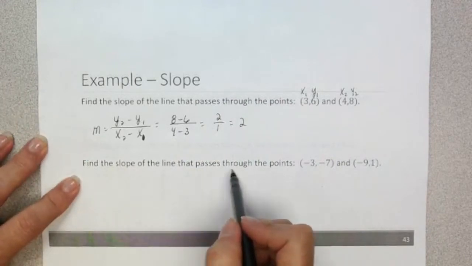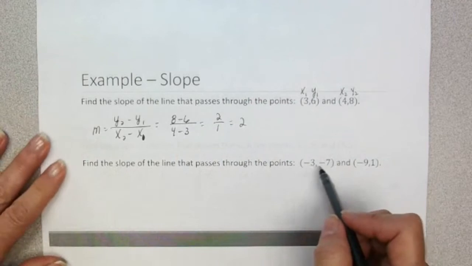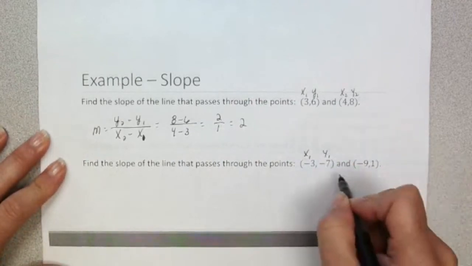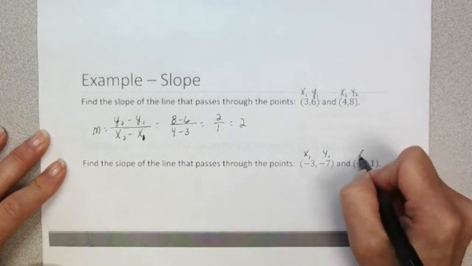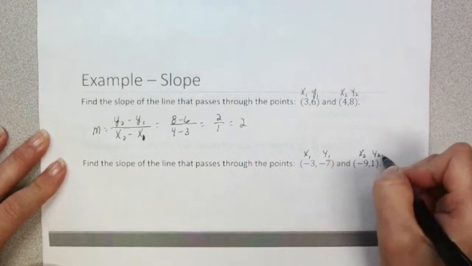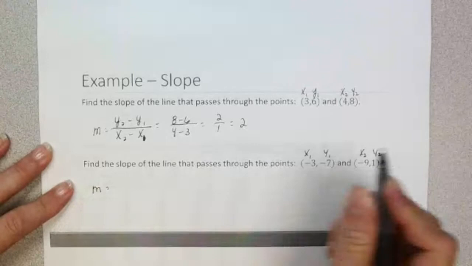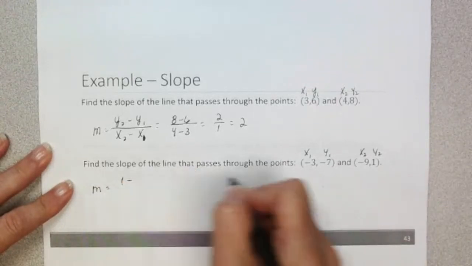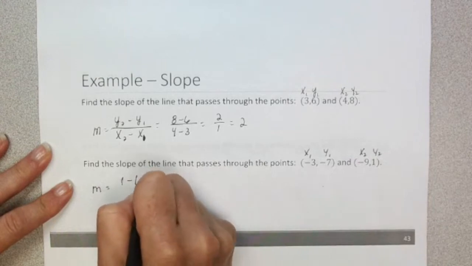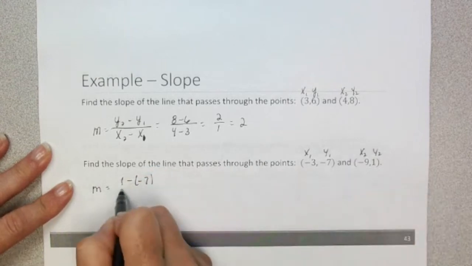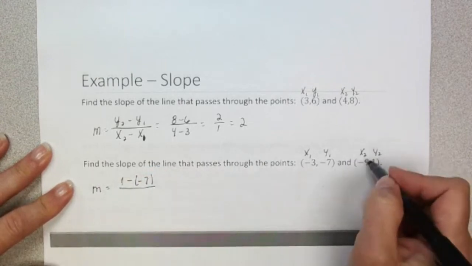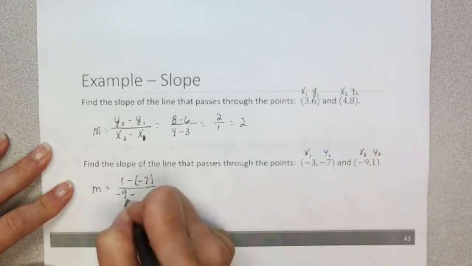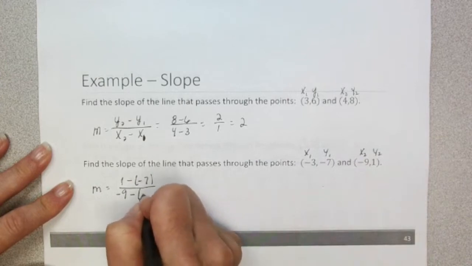Okay, one more example. Find the slope of the line that passes through the points -3, -7, and let that be our x1 and our y1, and -9 and 1, and let that be our x2 and our y2. So the slope here, then y2 minus y1, that's going to be 1 minus -7. Be careful with that. We're subtracting a negative, so we need parentheses. Over x2, that's -9, minus x1. x1 is -3.